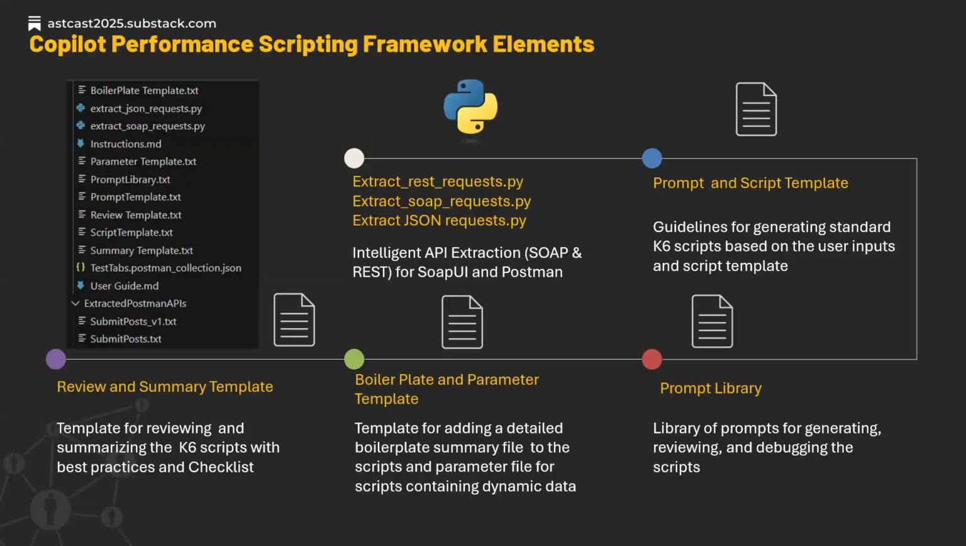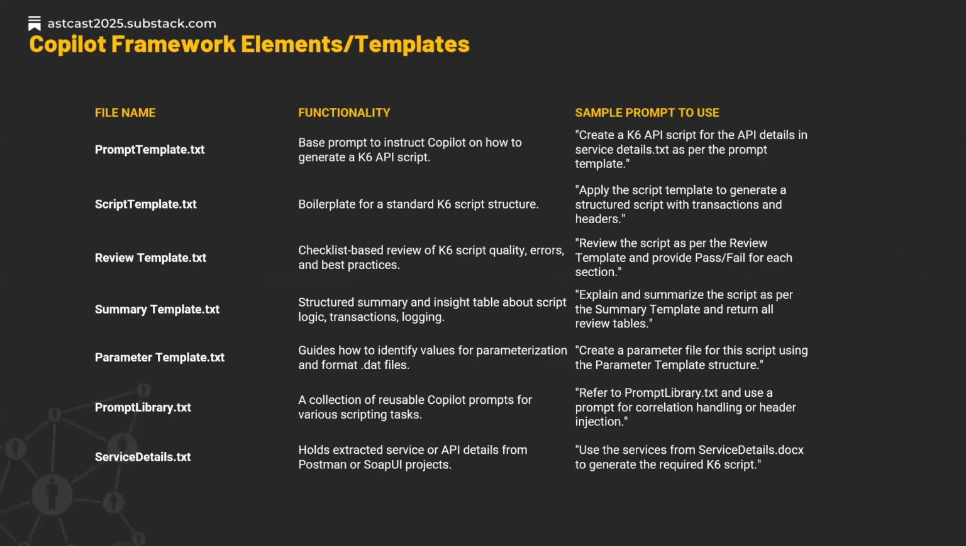The boiler template means a template which explains how the script works. Parameter template means in what format the parameters should be created for multiple users and multiple iterations. And a prompt library which everyone in the team can use to create the scripts. For example, assume you are a QA tester and you don't have any knowledge in performance testing, right? By just looking at the prompt library, you can use those prompts and ask Copilot to create the scripts for you. So that's how this framework works.